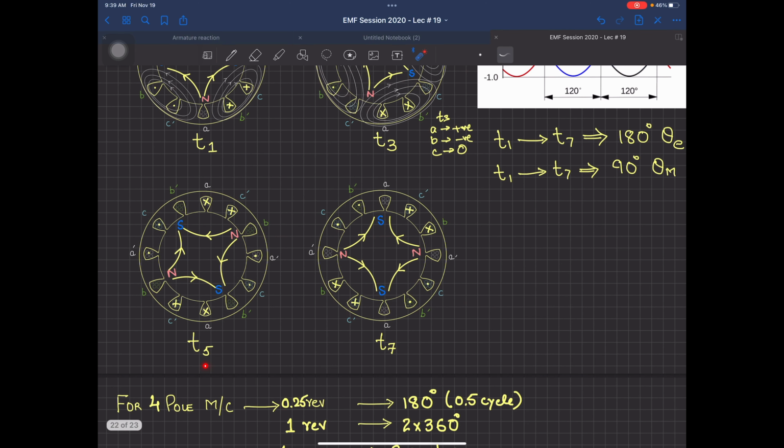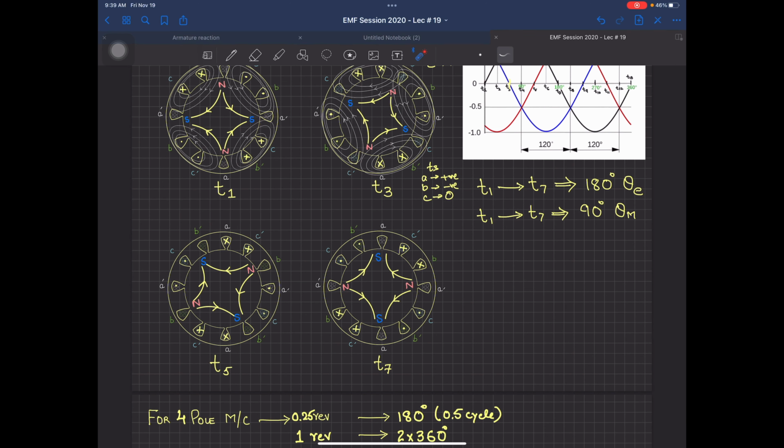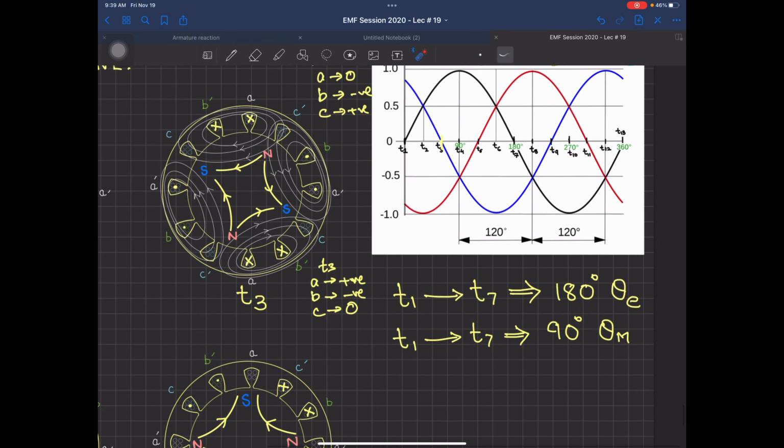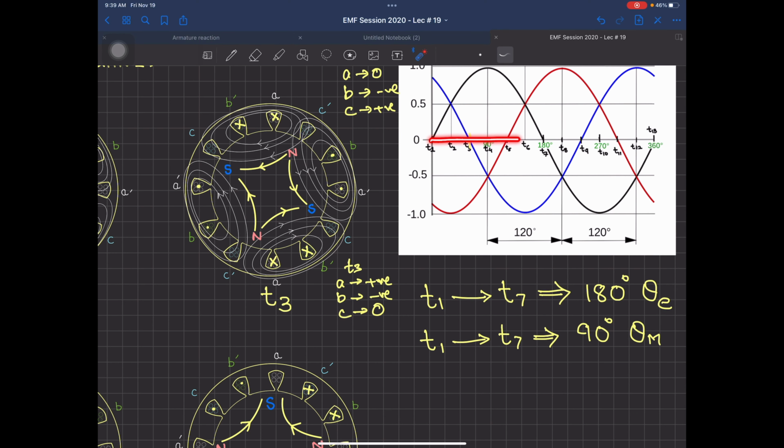I have done it for time t5 also and time t7 also. For time t5, you can see it has again moved over here. This is north pole, this is south pole, north pole, and north pole, south pole, south pole. So from time t1 to t7, from here up till here, what is the electrical angle? 180 degrees, because this is half of the waveform. So this is 180 degree electrical angle, theta E. And from t1 to t7, you have 90 degrees rotation.